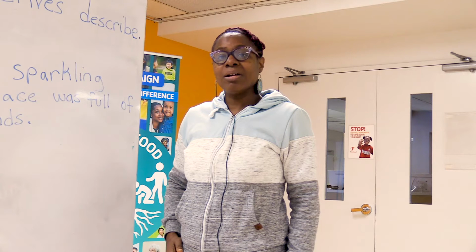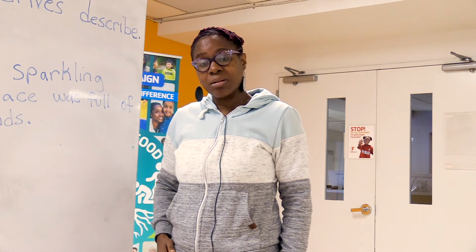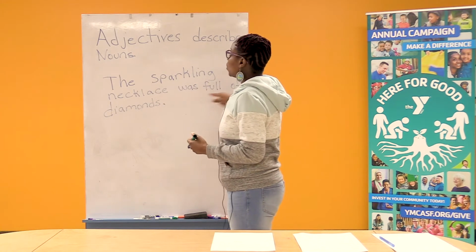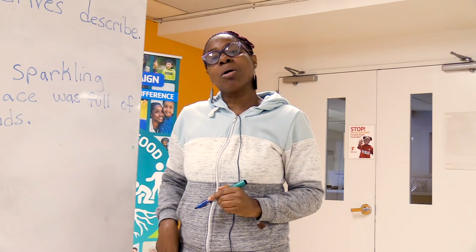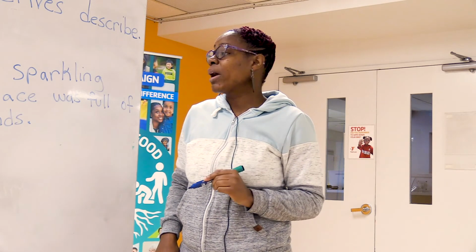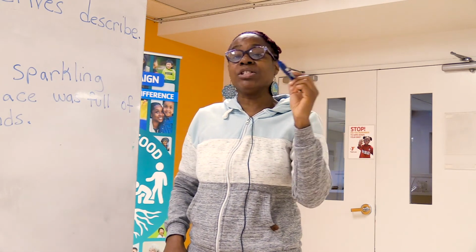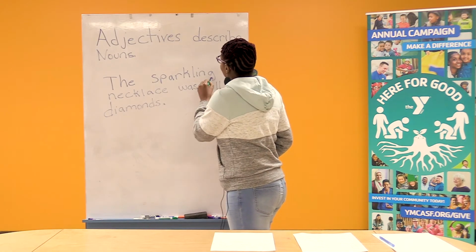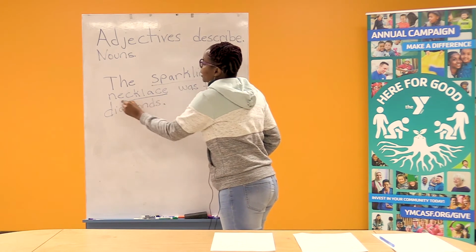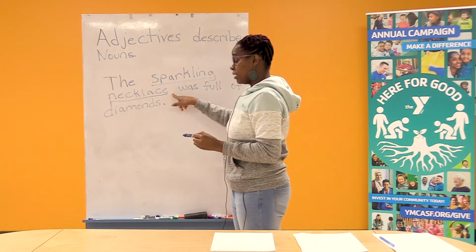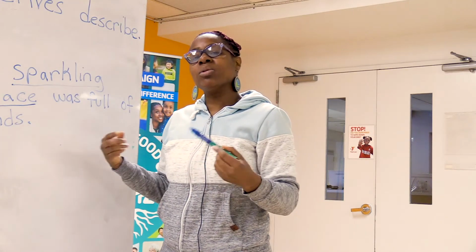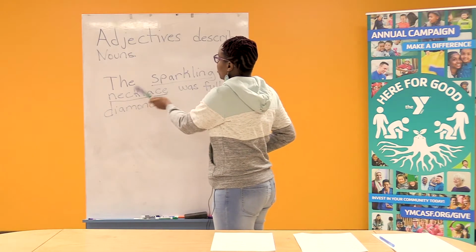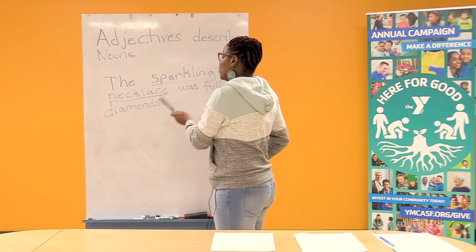Okay. Our next sentence has an adjective in it as well. Let's go ahead and read it. The sparkling necklace was full of diamonds. If you said sparkling was an adjective, then you are right. It is describing the noun, which is the necklace. Sparkling is the adjective. Necklace is the noun that is being described. Diamonds is also a noun, but we're mostly focused on these two at this point.